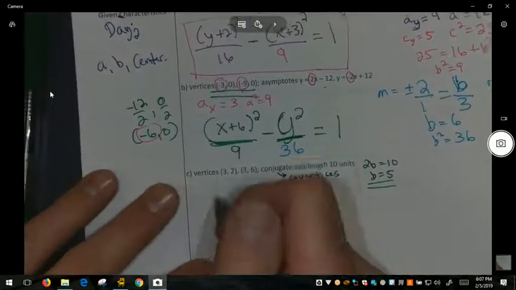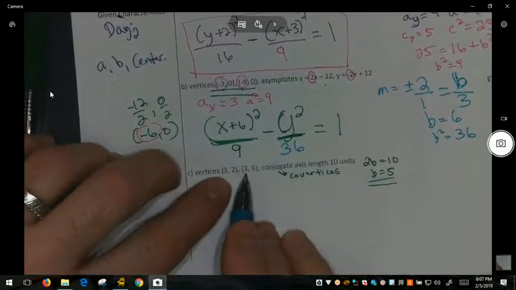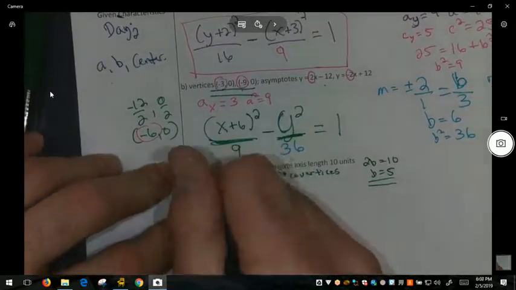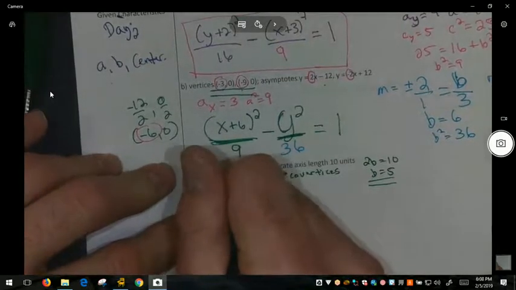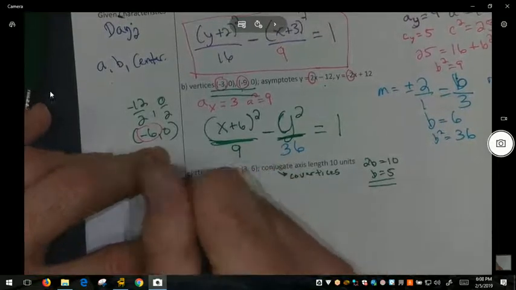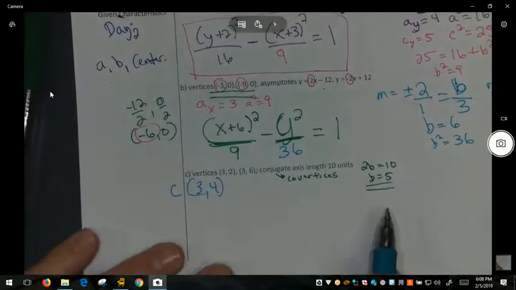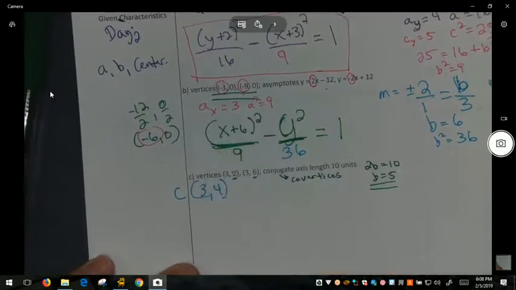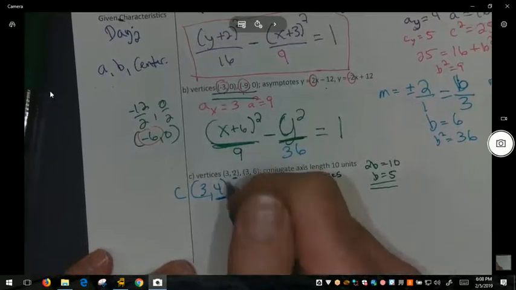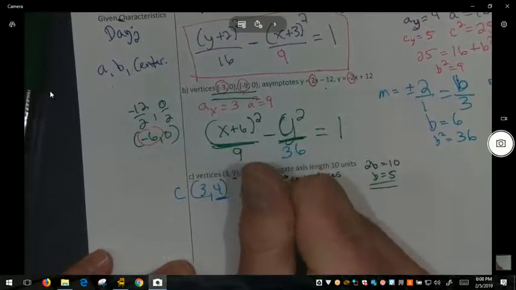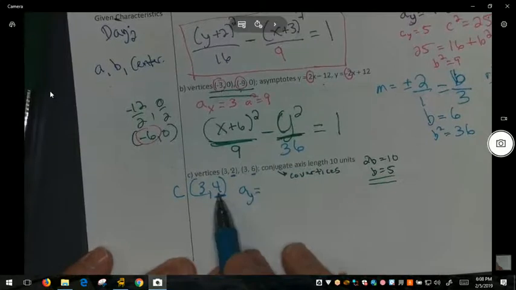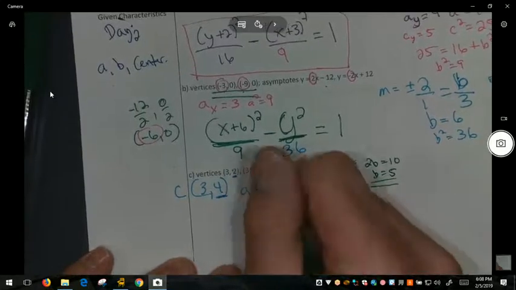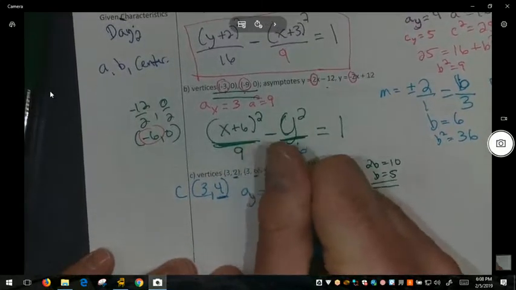I also gave the vertices, so I can quickly do the midpoint formula. 3 plus 3 is 6, over 2 is 3. 2 plus 6 is 8, over 2 is 4. So there's my center. Since it is the y-coordinate that changes for the vertices, the y will come first. The value of a will go under the y-coordinate. The difference from 6 to 4 is 2, from 4 to 2 is 2, which means that a squared is 4.